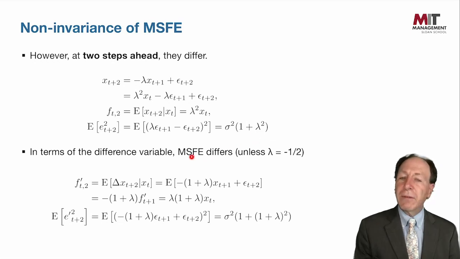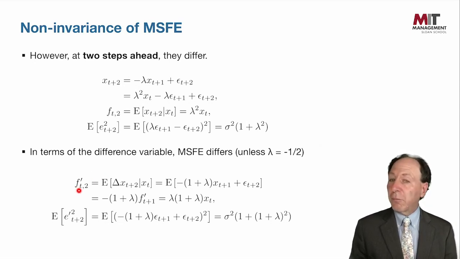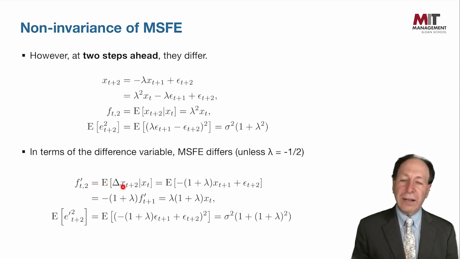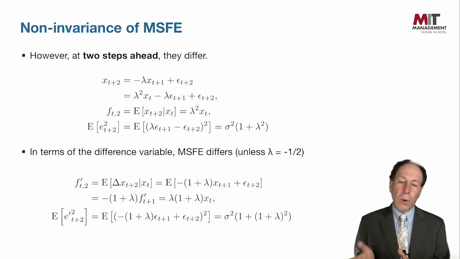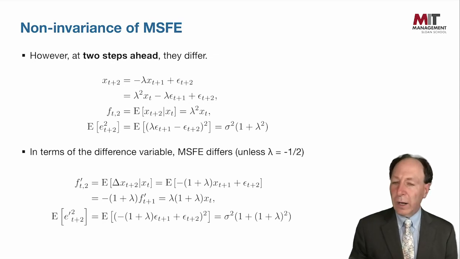Now, in terms of the difference variable, we get a different result. So if we do the same thing for f prime at 2 steps ahead, and we do the substitutions, we have this expression for our expectation, and we compute the difference between the forecast and the outcome, and we take its square and we compute its expectation. That's our mean squared forecast error for the expectation of the squared forecast error of a forecast system built using differences.